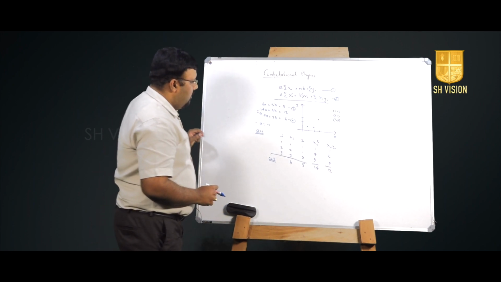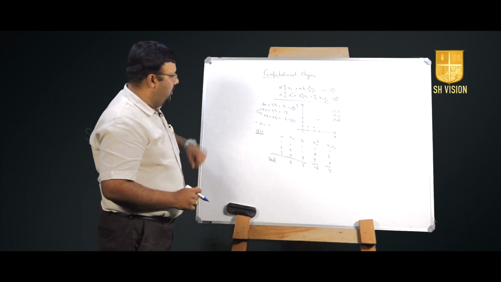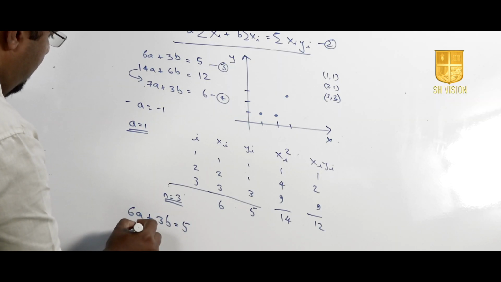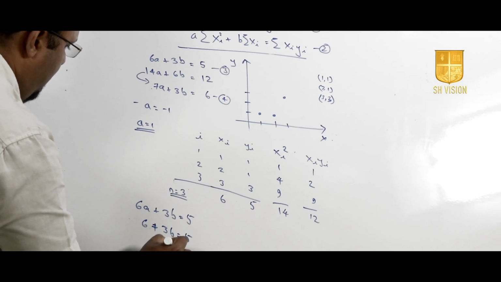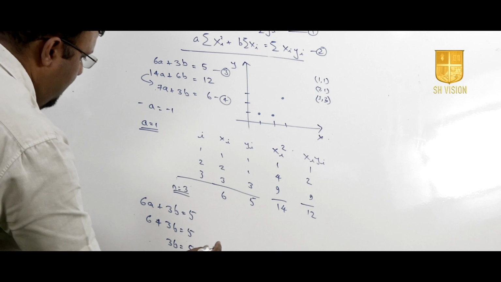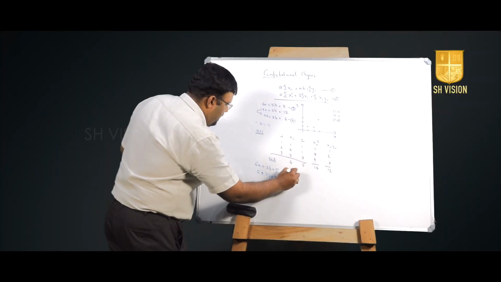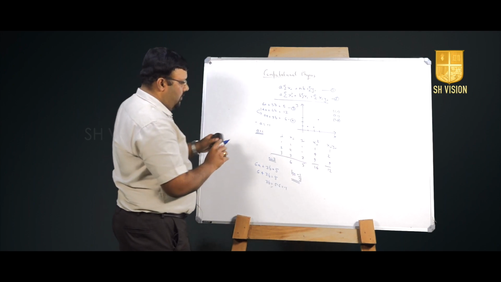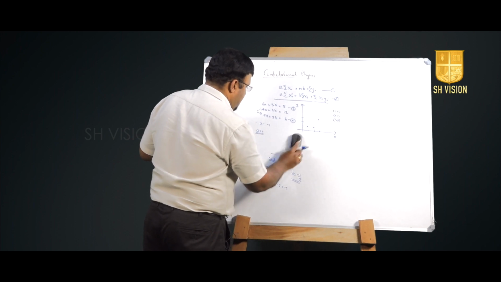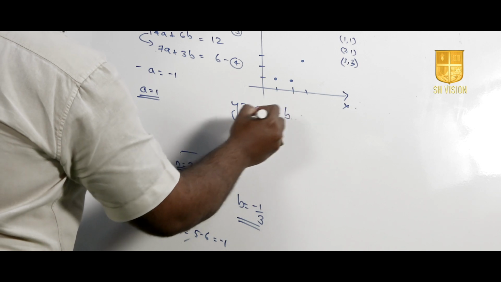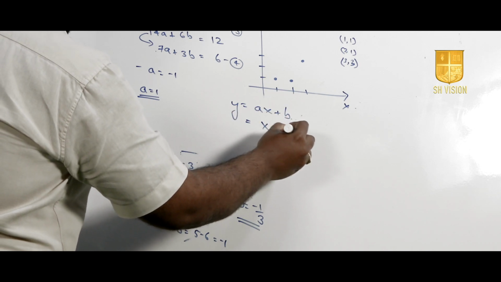So, if you use this value of a in the above equation, you get 6a plus 3b equal to 5. So, you get 6 plus 3b equal to 5, or 3b equal to 5 minus 6, which is minus 1, or b happens to be minus 1 by 3. So, the equation of the line which we are interested in is y equal to ax plus b, where a is 1 and b is minus 1 by 3.